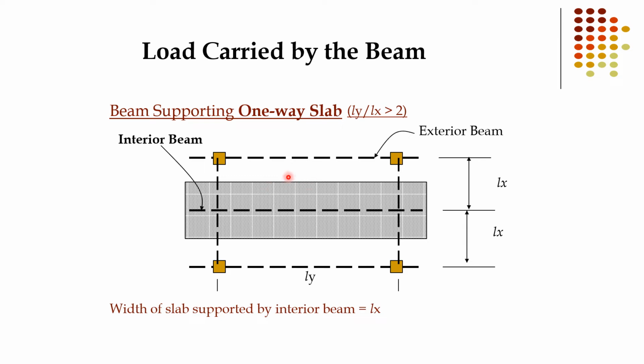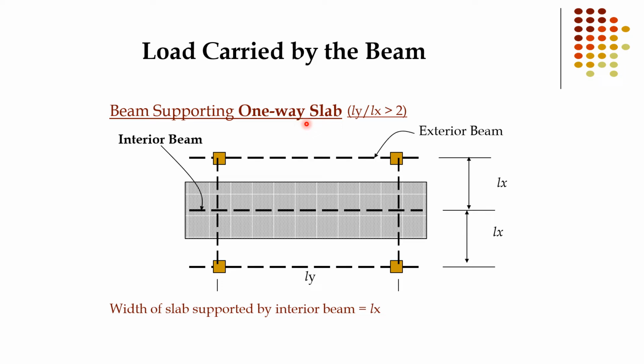I have already discussed that we consider the slab which is supported by elements. Now this slab is supported by 4 elements: long, short, long, short. So this dimension is Ly and this shorter dimension is Lx. So Ly over Lx is greater than 2, so that's why this is a one-way slab.